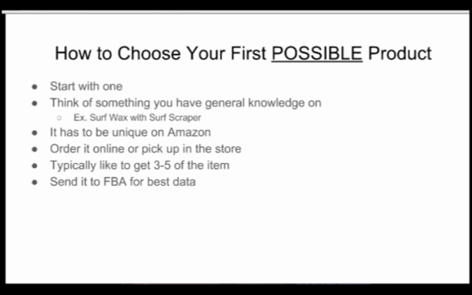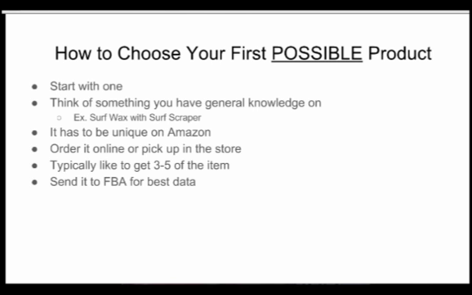Do you know what I did? I went online and I bought a surf wax and a surf scraper, because the point of this exercise right now is not to make tons of money at first. It's to have Amazon tell you what people are searching for so that you do not have to play the guessing game anymore with what will sell and what will not sell. Sometimes knowing what will not sell is just as valuable as knowing what will sell.